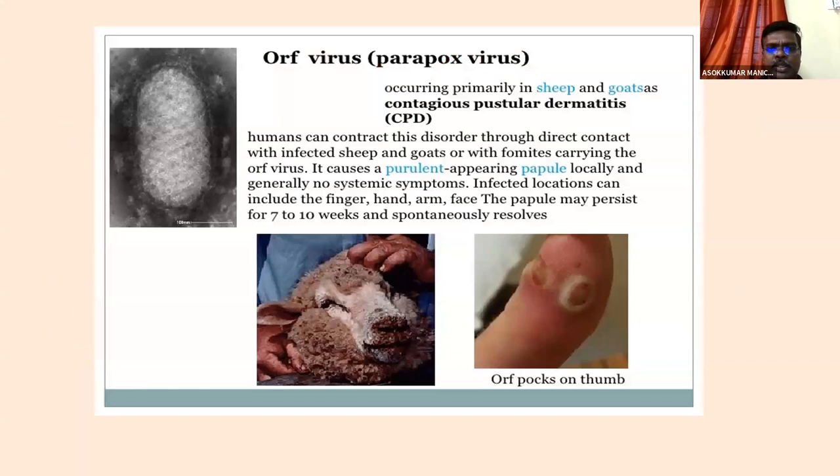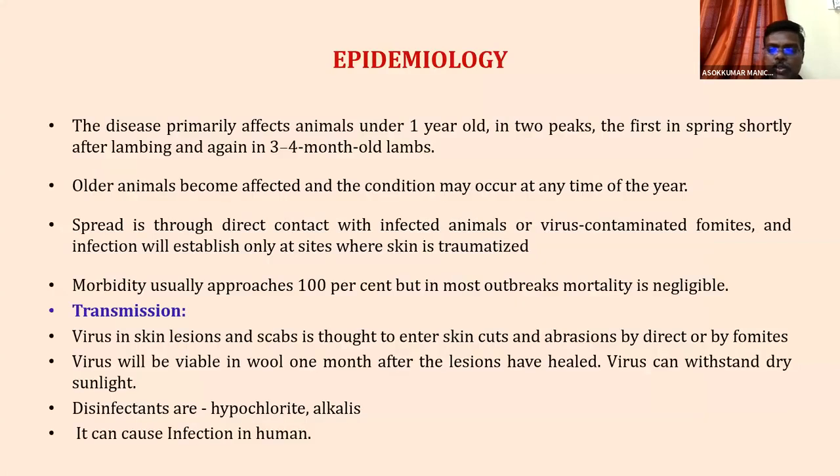As I told, this virus occurs primarily in sheep and goats as contagious pustular dermatitis. Human beings usually contract this disorder through direct contact with infected sheep and goats or with fomites carrying the ORF virus. It causes a purulent-appearing papule locally and generally no systemic symptoms. Infected locations can include the finger, hand, arm and face. That means this is a zoonotic potential. I'm talking about human infections. The papule may persist for 7 to 10 weeks and spontaneously resolve. Though it is self-limiting, there is still a chance to contract the pathogen from small ruminants.